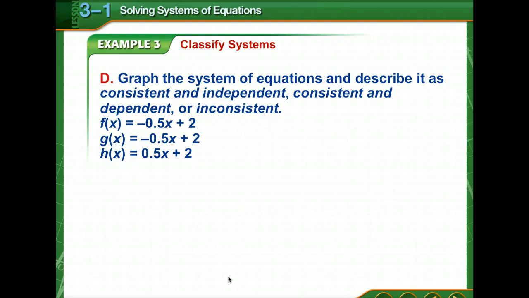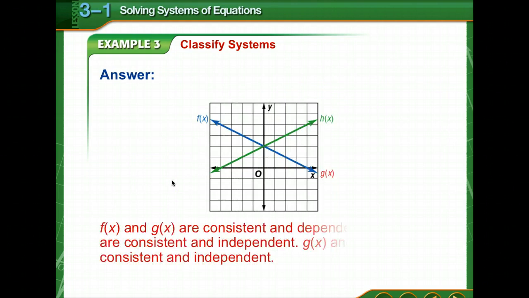Okay, now let's graph this system of equations and describe it. Now notice we're comparing 3 different lines now. Oh, look here. They're already solved for y. They're in slope-intercept form. Notice these two have the exact same slope. So f of x and g of x, they're consistent and dependent because they are the same line. f of x and h of x, they're consistent and independent because they cross in one point. And g of x and h of x also are consistent and independent because they cross in one place.